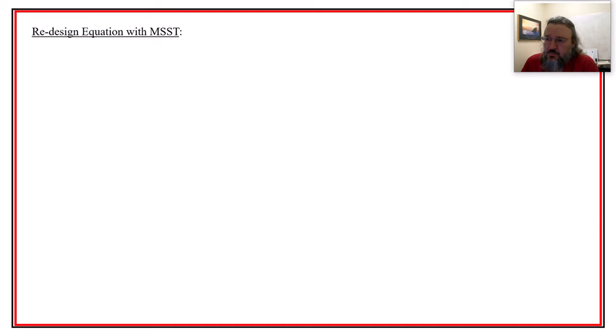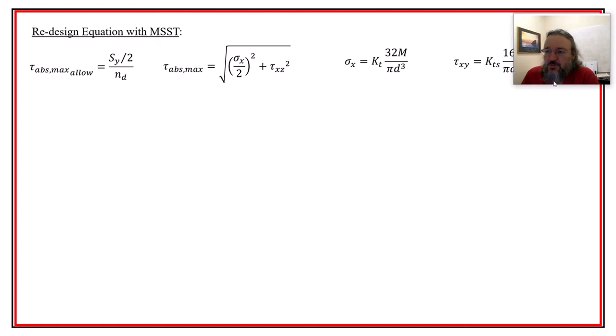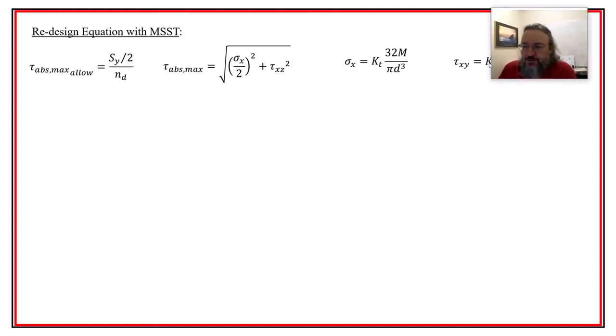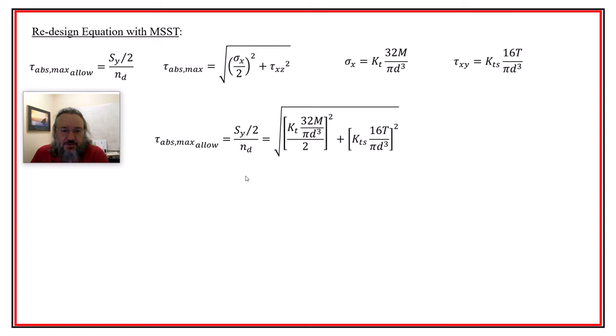And here is a summary of a redesign with maximum shear stress theory. So here are the equations that I just mentioned up above that we're going to use. We start out with setting the allowable, which is the strength divided by 2 divided by the design factor, equal to our absolute maximum formula. It's simplified because we know it's uniaxial stress that we end up with there, so we can use that. And then plug in our bending stress and our torsion right there, right?